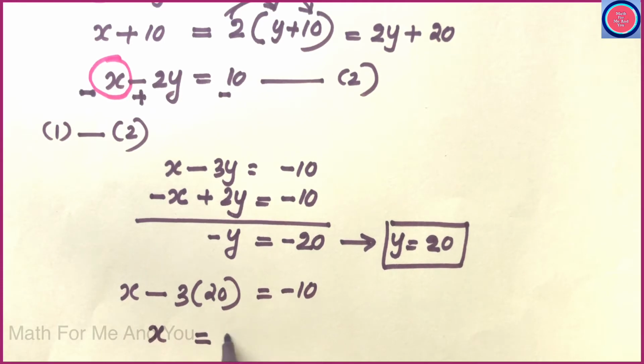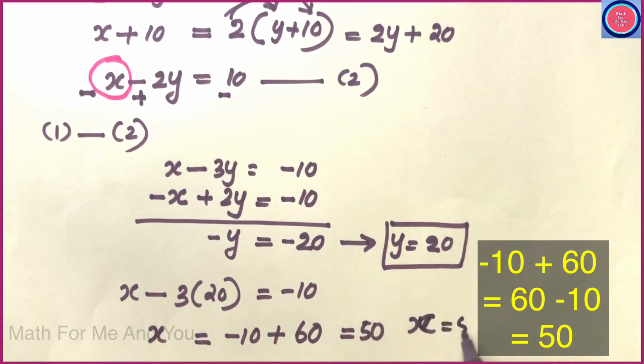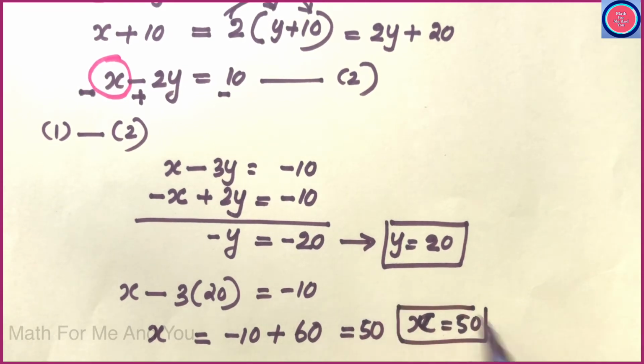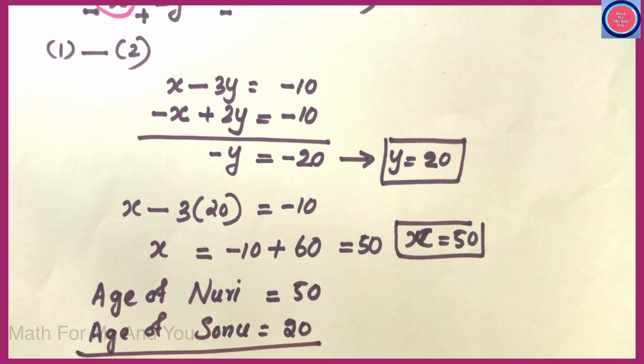Then we can move that minus 60 to the right side. Minus 10 plus 60 we get. And x equals, what is minus 10 plus 60? It is 60 minus 10, which is 50. We get the value of x as 50. We have selected x as the age of Noori. So we can write age of Noori is 50 and age of Sonu is 20.